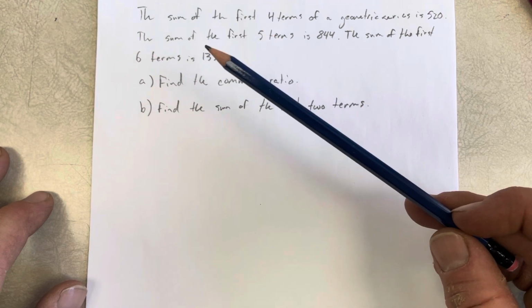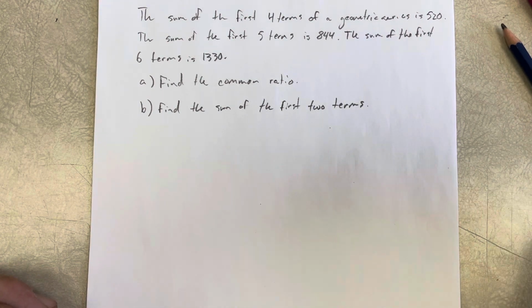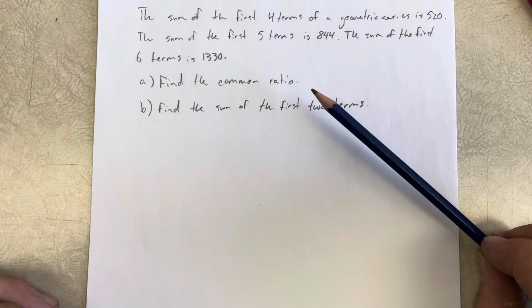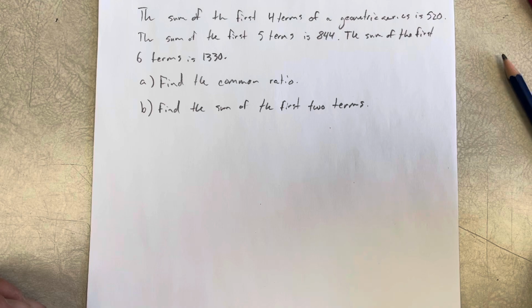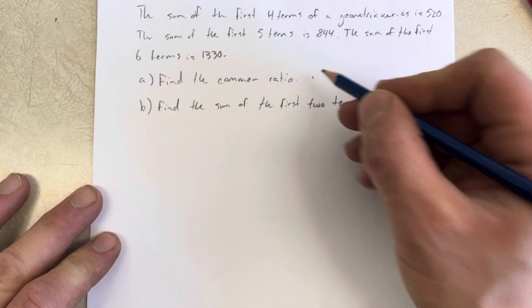So we're given some information. We're told the sum of the first four terms of a geometric series is 520. The sum of the first five terms is 844. And the sum of the first six terms is 1330. And the first question is find the common ratio, and then we have to find the sum of the first two terms.